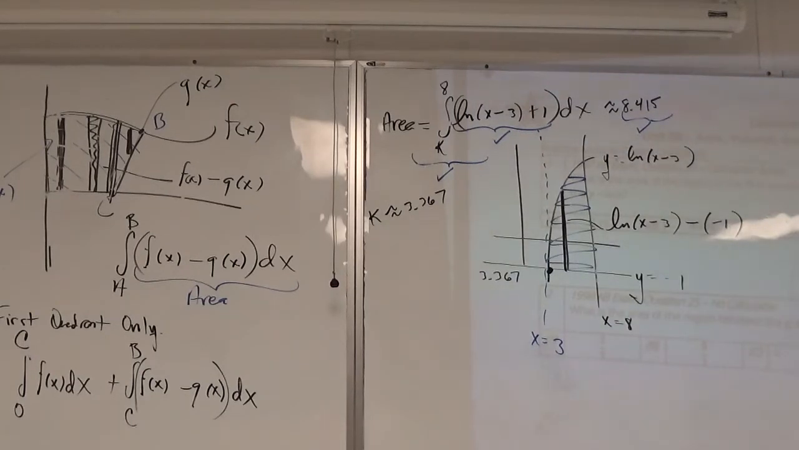Okay, and that intersection point, they both pass through the origin, so you're integrating. Now, what are you doing?